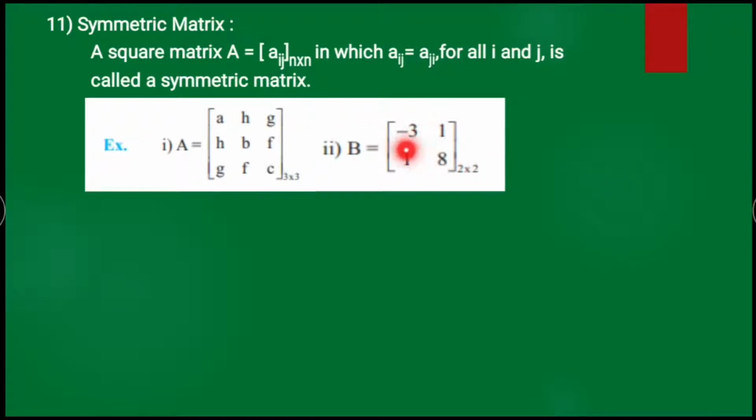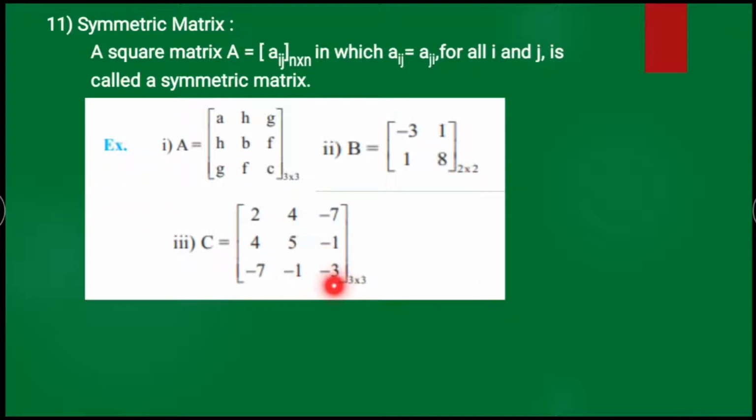We consider one more example here. These non-diagonal elements are 1 and 1. This one has position 1 2, this one has position 2 1, and these two elements are the same. So this is a symmetric matrix of order 2 by 2.